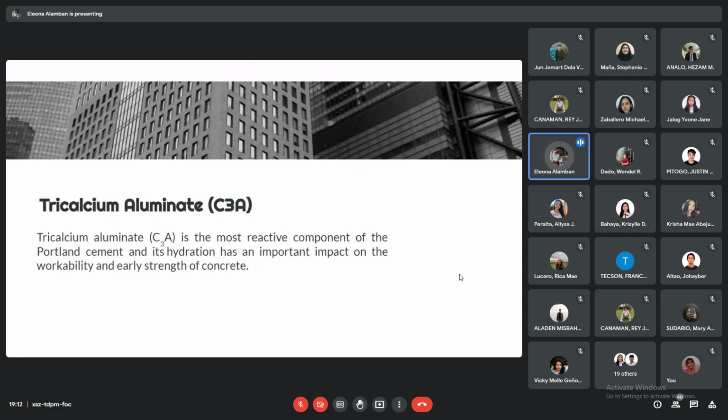Next, we have the tricalcium aluminate. This kind of chemical is the most reactive component of the Portland cement in hydration. It has an important impact on the workability and early strength of concrete. In addition, it accelerates the hydration process, reduces the setting time, and improves the compressive strength.